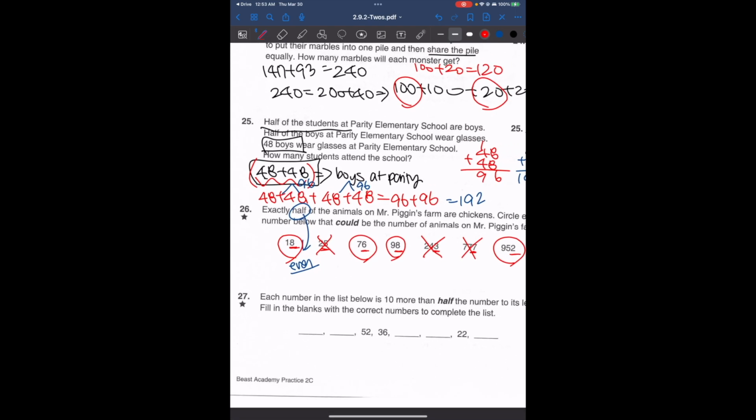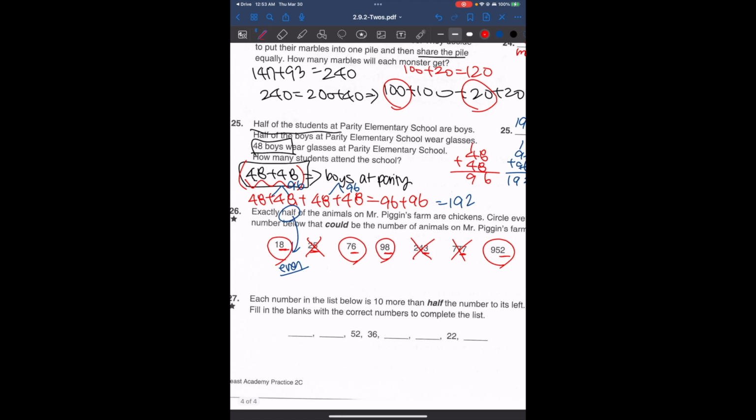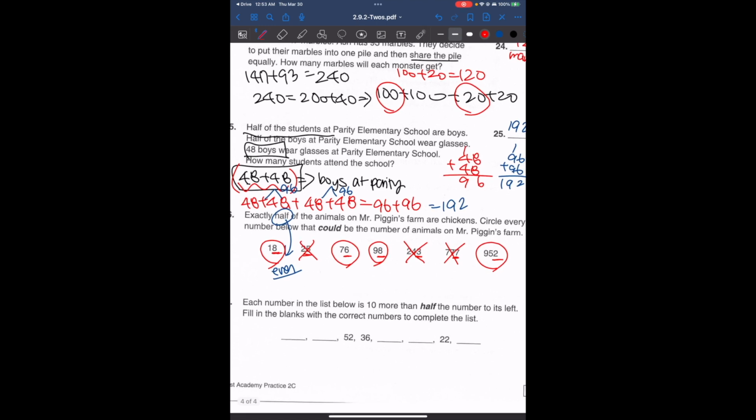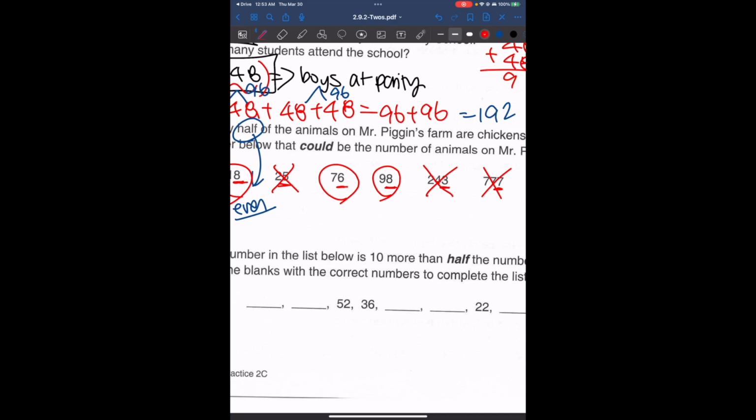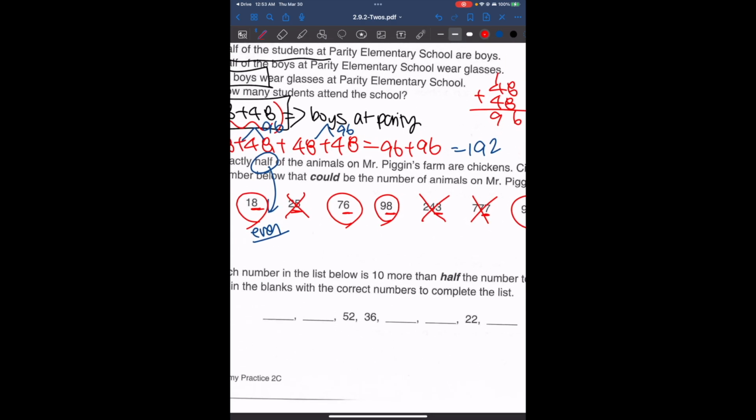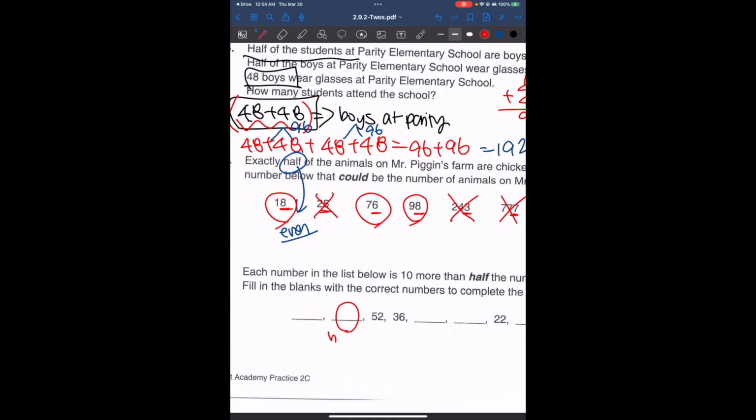And last question: each number in the list below is 10 more than half the number to its left. Okay, so this might be a little tricky, but let's try. So this blank number, half of blank plus 10 is 52. And so we're going to do that in reverse order. Since it's 10 more, we're going to subtract 10. 52 minus 10 is 42.